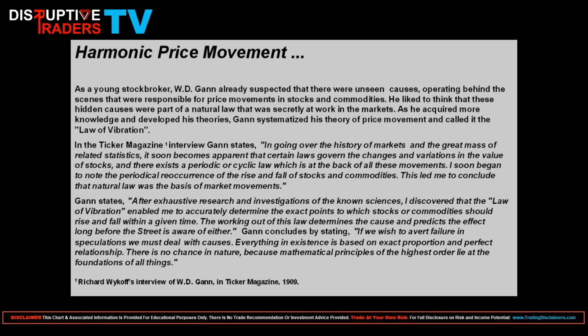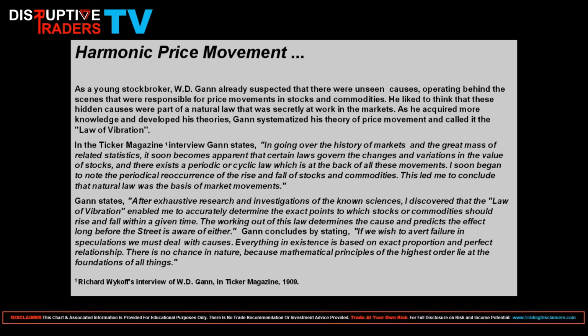In the Ticker magazine interview, Gahn states, in going over the history of markets and the great mass of related statistics, it soon became apparent that certain laws govern the changes and vibrations in the value of stocks, and there exists a periodic or cyclical law which is at the back of all these movements. I soon began to note the periodical reoccurrence of the rise and fall of stocks and commodities. This led me to conclude the natural law was the basis of market movements.